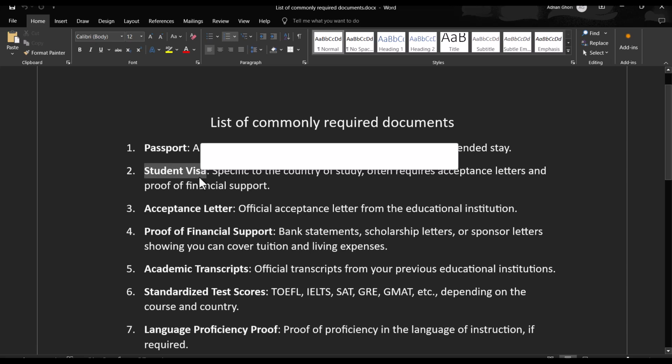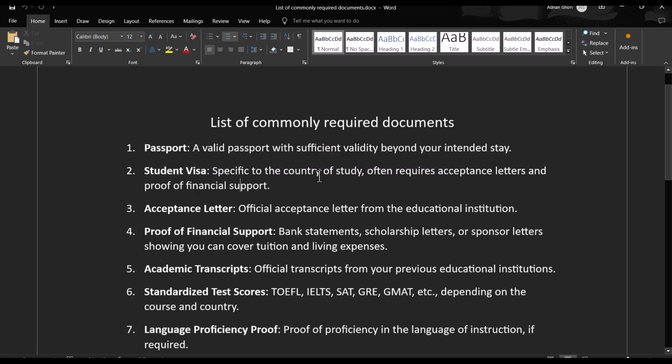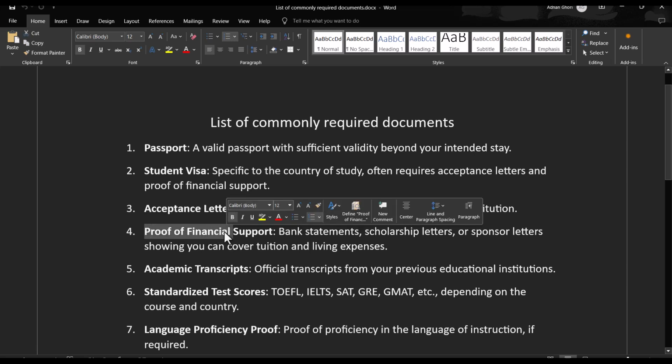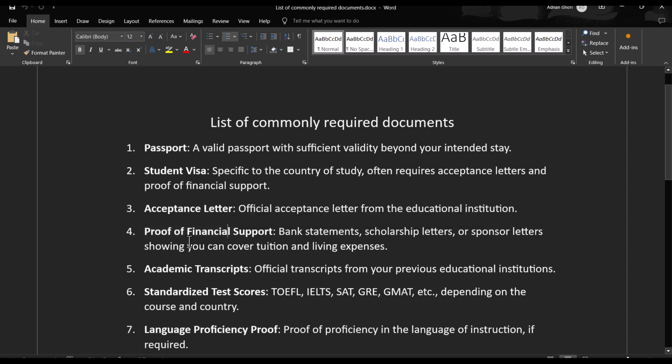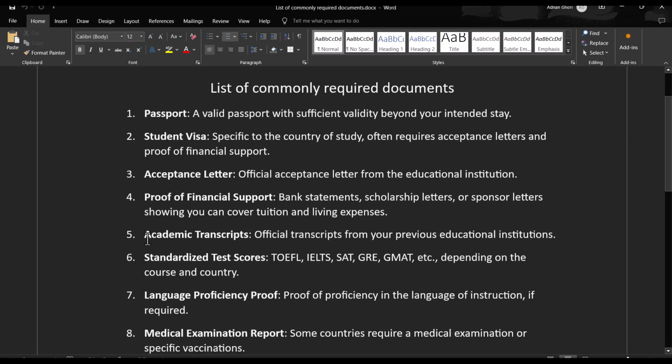You need to have a student visa as well, specific to the country in which you are studying, which also needs proof of financial support, and an acceptance letter from the particular university where you have applied. Proof of financial support means whether you have enough money in your bank account or whether someone is sponsoring you, your parents or your siblings or your friend or anyone. You have to provide enough support that proves that you have financial support for studying in the particular college or university. Academic transcripts.